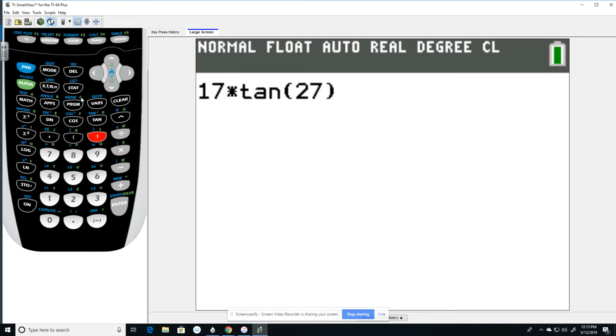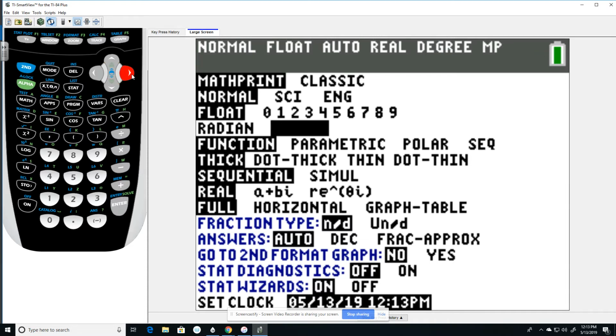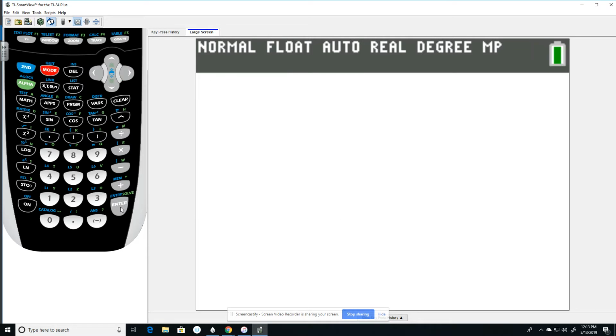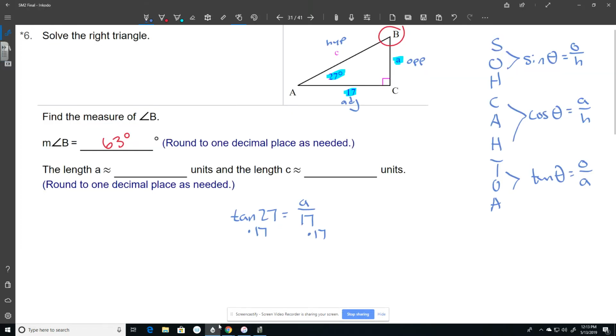Before you hit enter here, it would be a good idea, go to mode. Make sure you're in degree mode. A few people are thinking it's funny to change everything to radians. You don't want radians. You want this to be in degree mode. So make sure you hit enter, put it in degree mode. And then we'll put in 17 times the tangent of 27, which gives me 8.66. And it wants me to round to 1 decimal place. So that's going to be 8.7. So that gives me A.